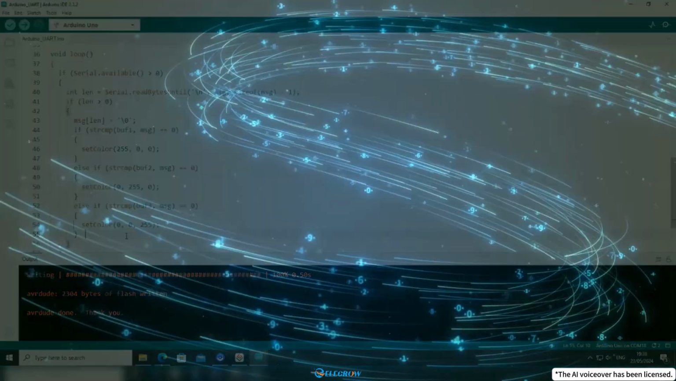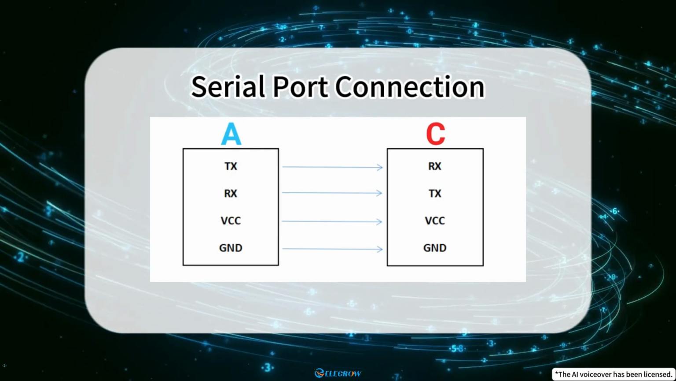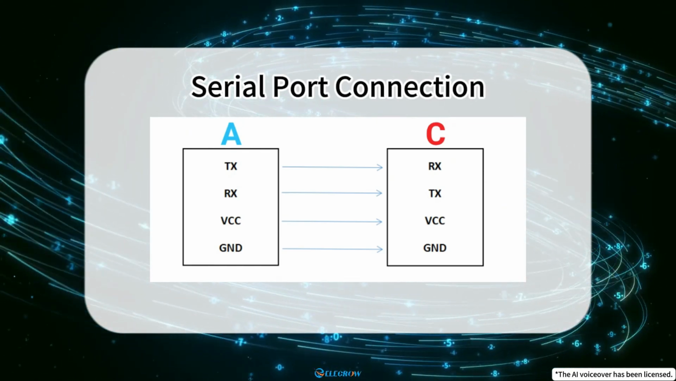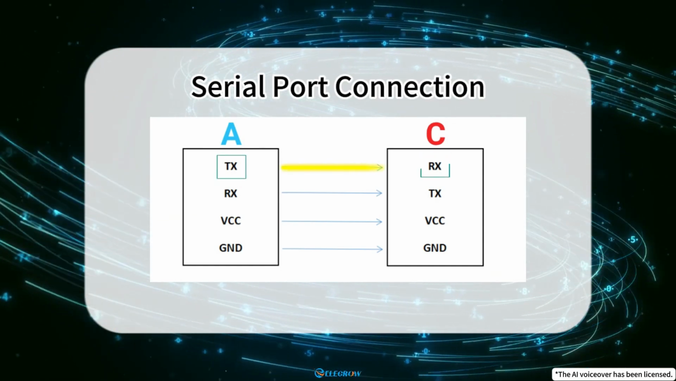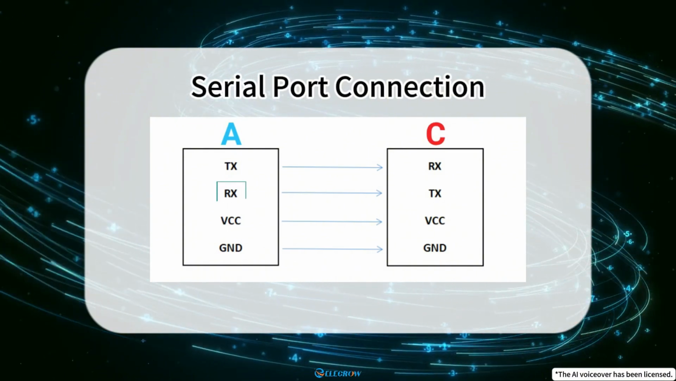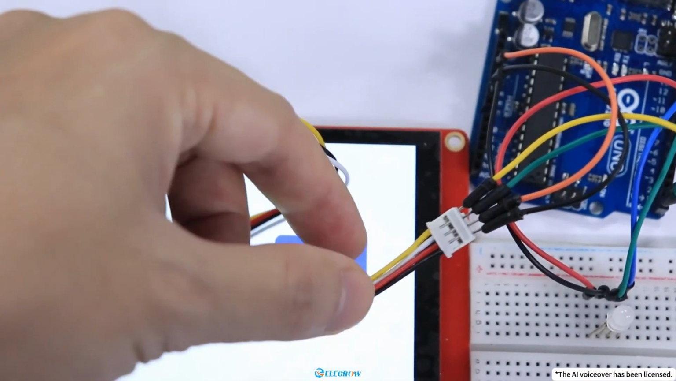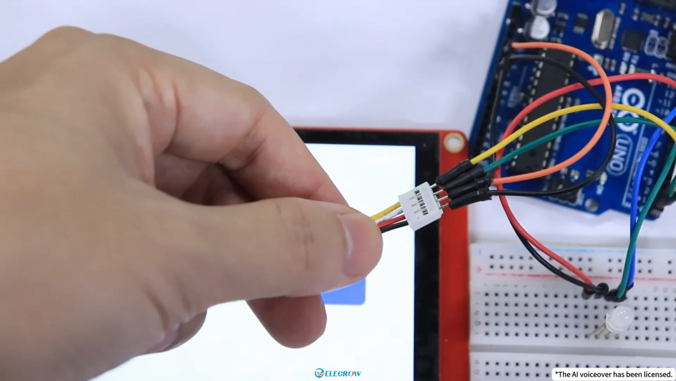to the Arduino Uno. The key thing to note is that the serial port connection is a cross-connection of the TX and RX pins at both ends. That means the TX of A connects to the RX of C, and the RX of A connects to the TX of C. Here, you can see I've connected them using DuPont wires and CrowTail.